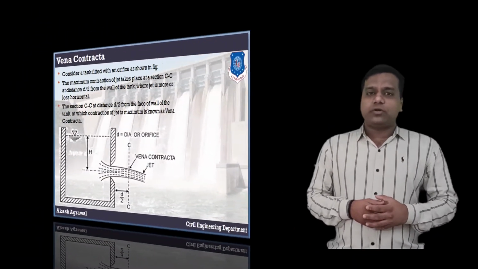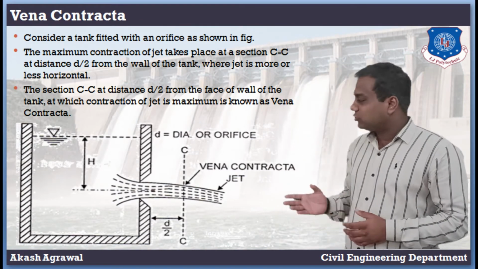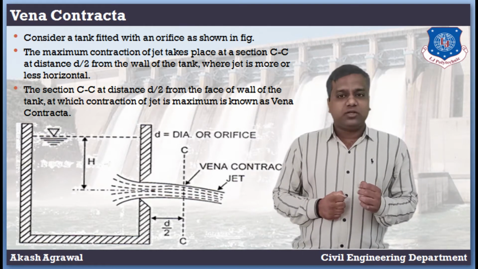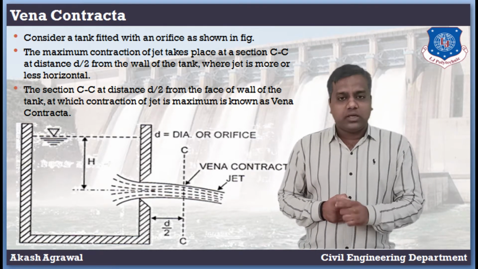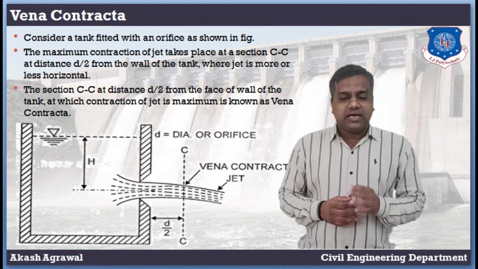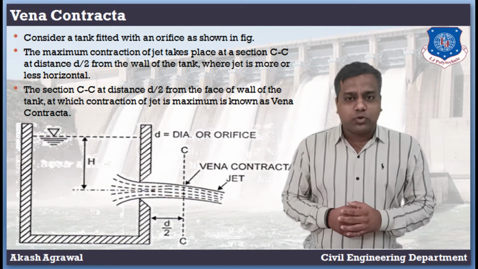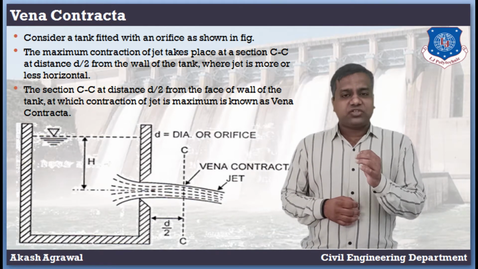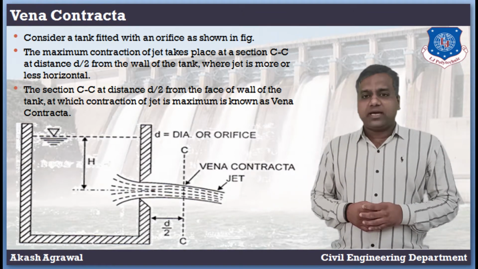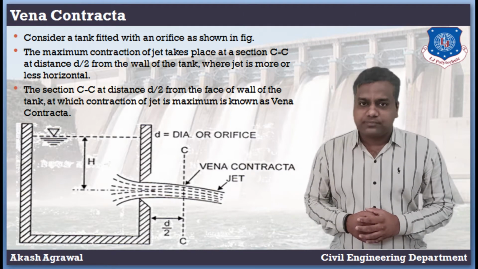Now, what do you mean by Vena contracta? Consider a tank fitted with an orifice as shown in the figure. An orifice is an opening in a tank through which the liquid flows out. The maximum contraction of the jet takes place at the section CC at a distance d by 2 from the wall of the tank, where the jet is more or less horizontal. The section CC at distance d by 2 from the face of the wall of the tank, at which contraction of the jet is maximum, is known as Vena contracta.